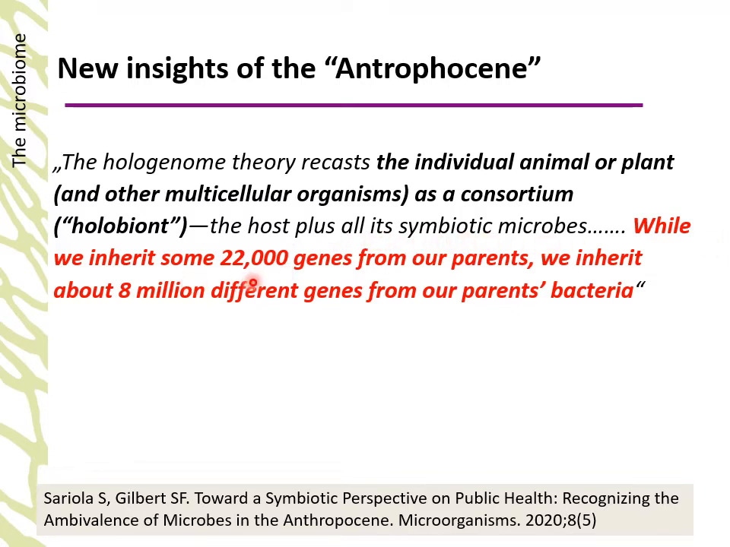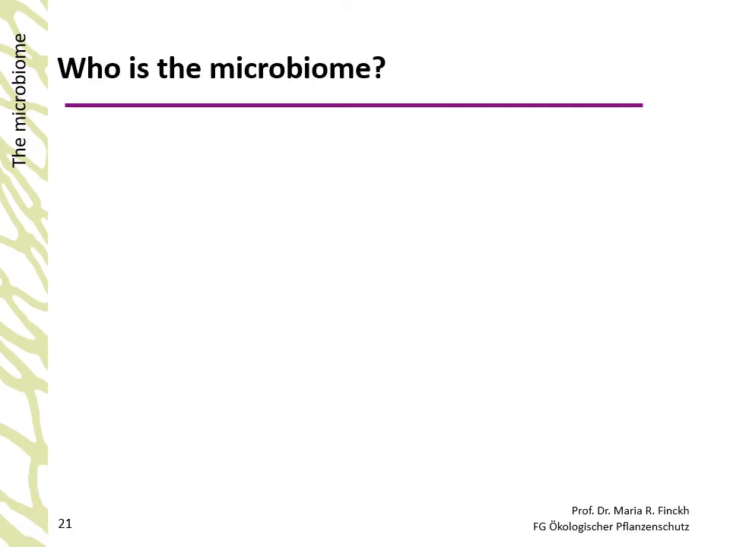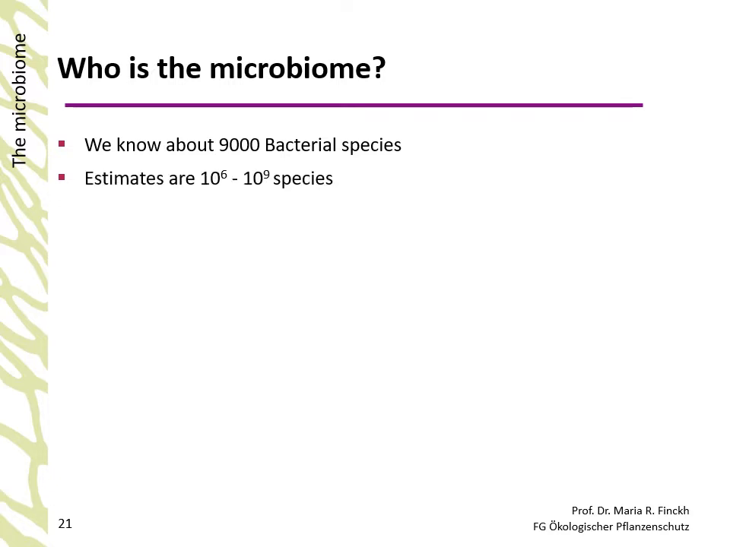While we inherit about 22,000 genes from our parents, we inherit about 8 million different genes from our parents' bacteria. This means that a lot of the genetic information that is playing a role in our bodies does not come from human genes, it comes from microbial genes. So now the question is, who is the microbiome? We know about 9,000 bacterial species. The estimation is that there are about 10 to the power 6 to 10 to the power 9 species that exist, and most of them we don't know.